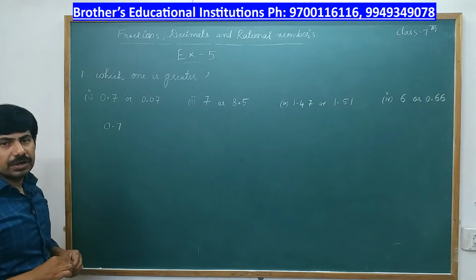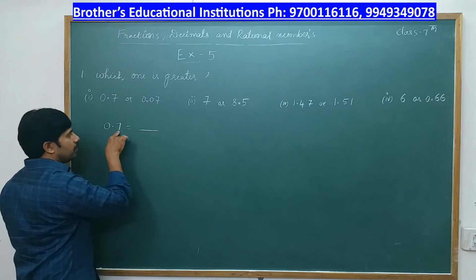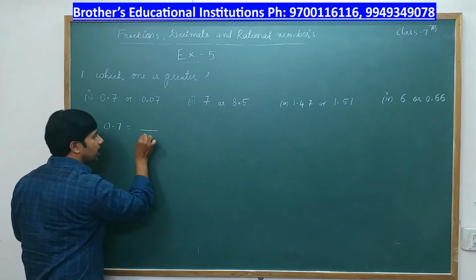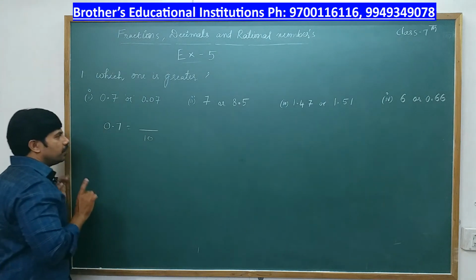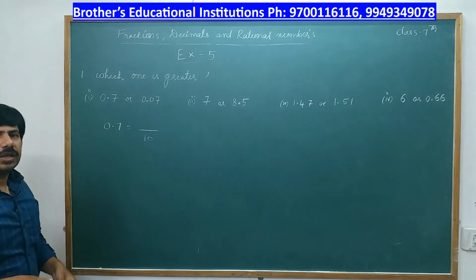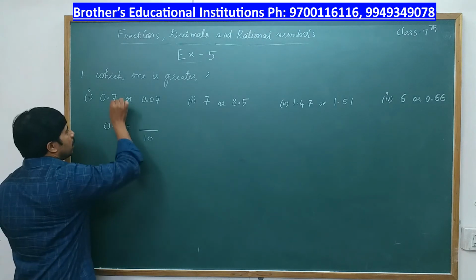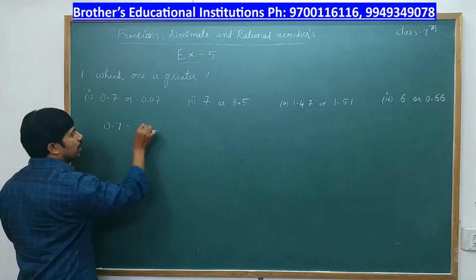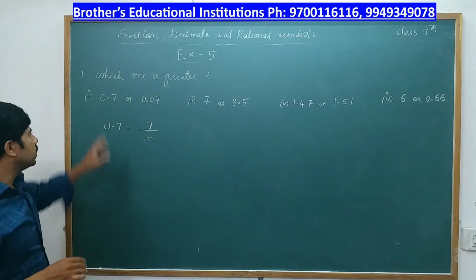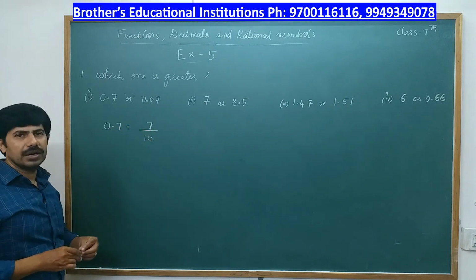decimal as fraction. How to convert decimal as fraction? After decimal we have 1 digit. If you have 1 digit, you write 10 in the denominator. If you have 2 digits, write 100. If you have 3 digits, write 1000. As we have 1 digit, I am writing 10, and in the numerator you should write without decimal. So without decimal we write 07 or 7, it is same. That's why I am writing 7 by 10.